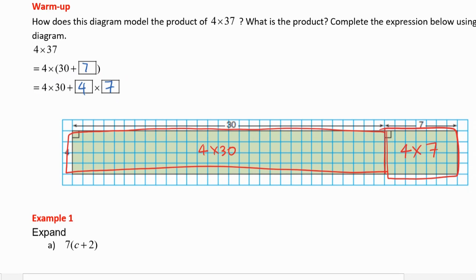So there are two methods. You can either just multiply 4 times 37, or you can multiply 4 times 30 plus 4 times 7. Using a bracket, we can express this as 4 times (30 plus 7). So this is called the distributive property.